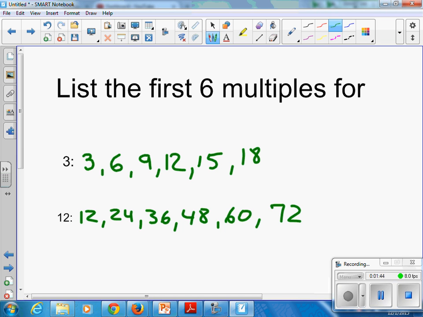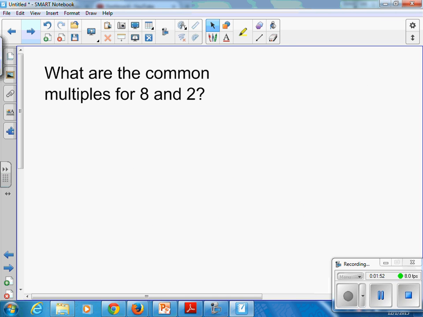You multiply the number times the counting numbers, and you just make a list out of it. We might need to find common multiples, same way that we find common factors. So if they ask you to find the common multiples for 8 and 2, we're gonna make a list for 8 and for 2. The order is not really relevant because the common numbers are gonna be the same in both lists.